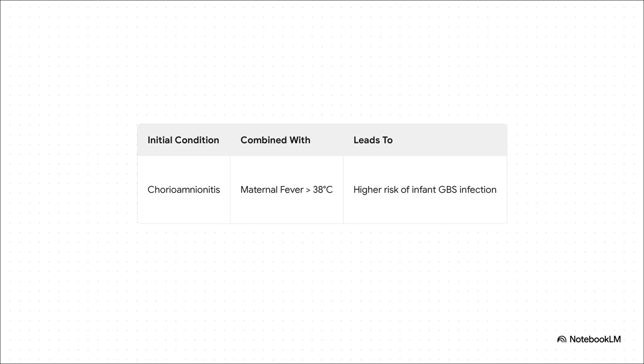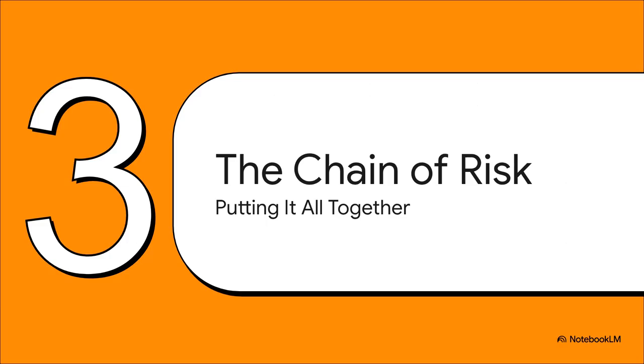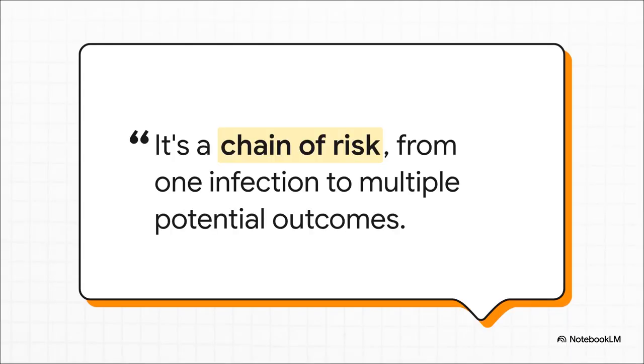It just goes to show how different factors can pile on top of each other to create a much more serious situation. Okay, let's zoom out and connect all these dots now. We've seen how one thing leads to another, and it creates this really clear, almost predictable pattern of potential risk. This quote just nails it. It really is a chain of risk. Think about it. We started with just one infection. That led to risks for the pregnancy, like prematurity. That, in turn, created risks for the newborn, like pneumonia and GBS, which then got amplified by other things like a fever. You see? It's a perfect chain reaction.